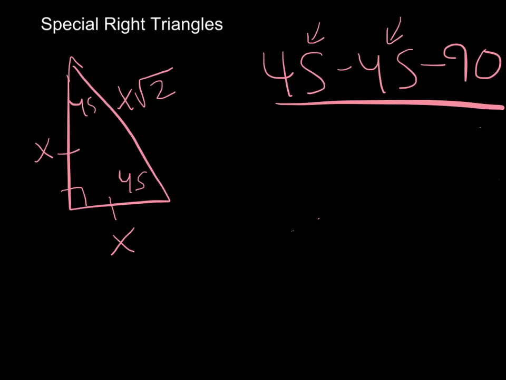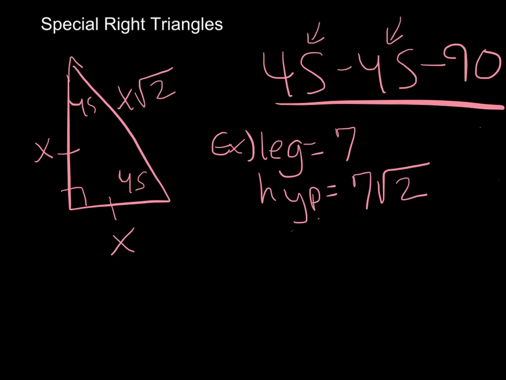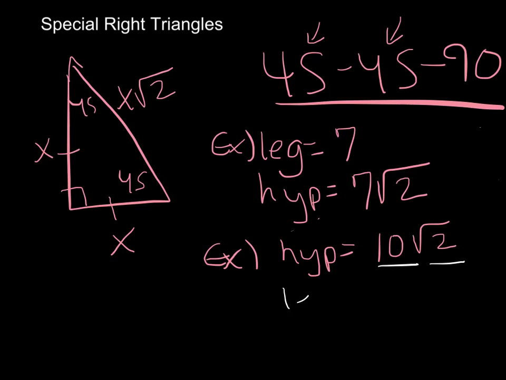Alright, so for example, if I gave you that a leg is equal to 7, I know that both legs are 7. I also know that the hypotenuse is going to be 7 times the square root of 2, which is just 7 radical 2. Another example, if I'm given that the hypotenuse is, let's say, 10 radical 2, well, I know the hypotenuse came from the leg times the square root of 2, so that means both of my legs are going to have to be 10.